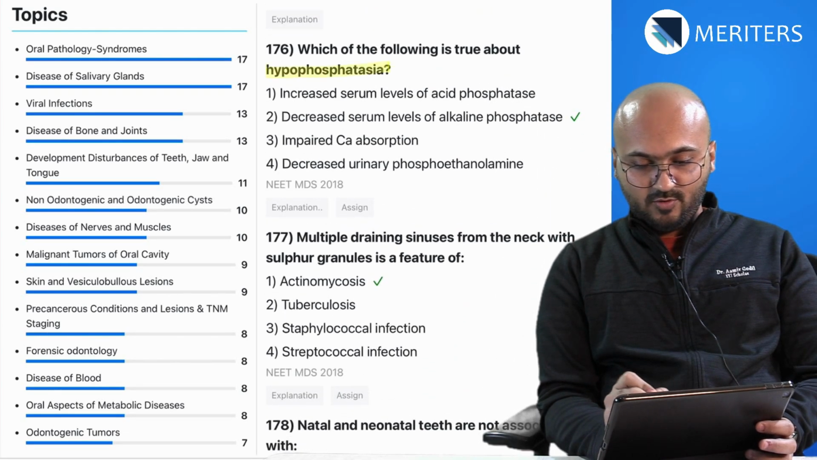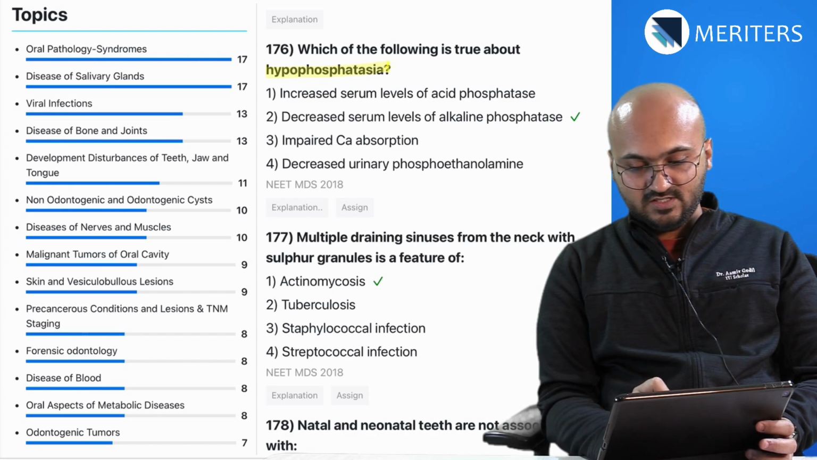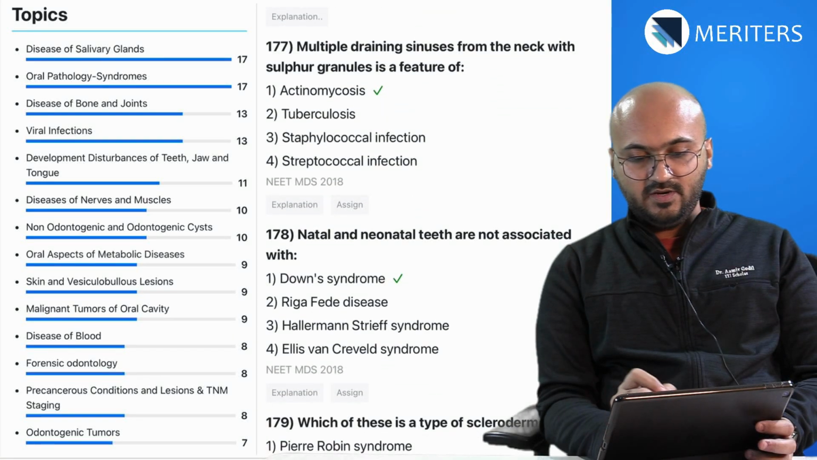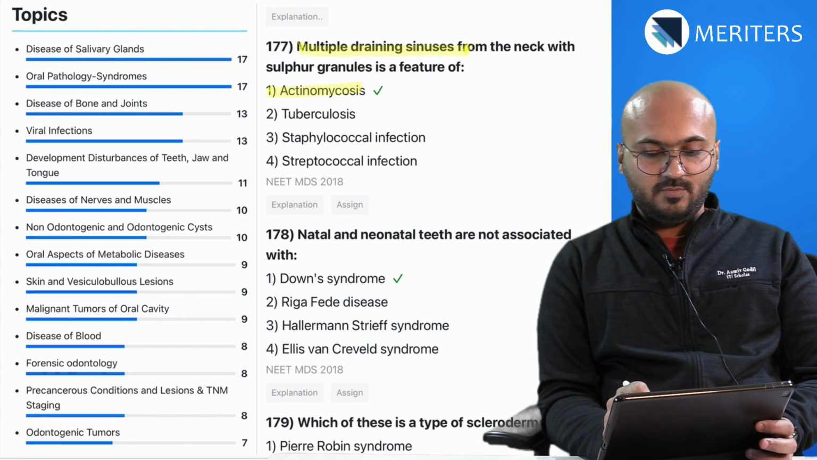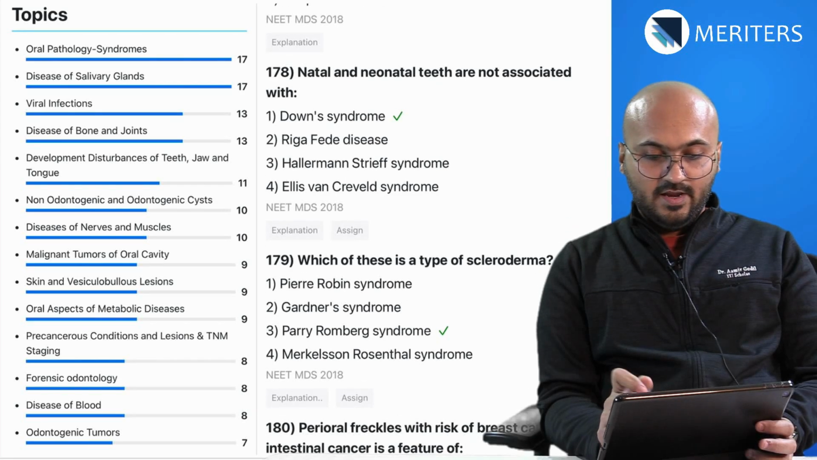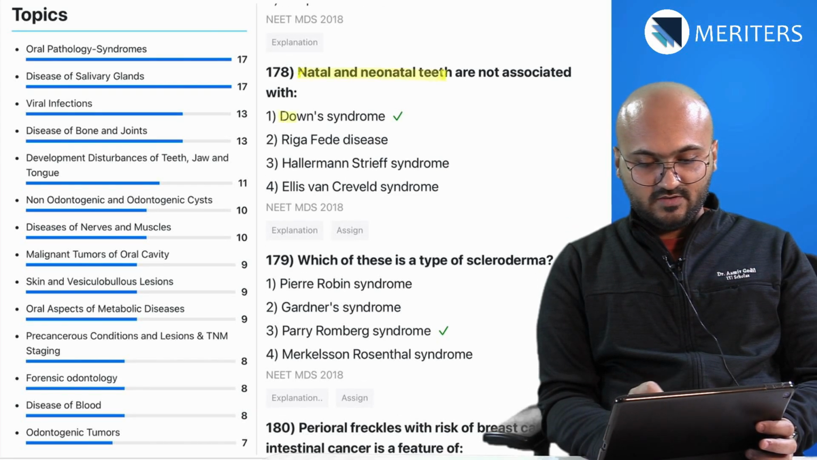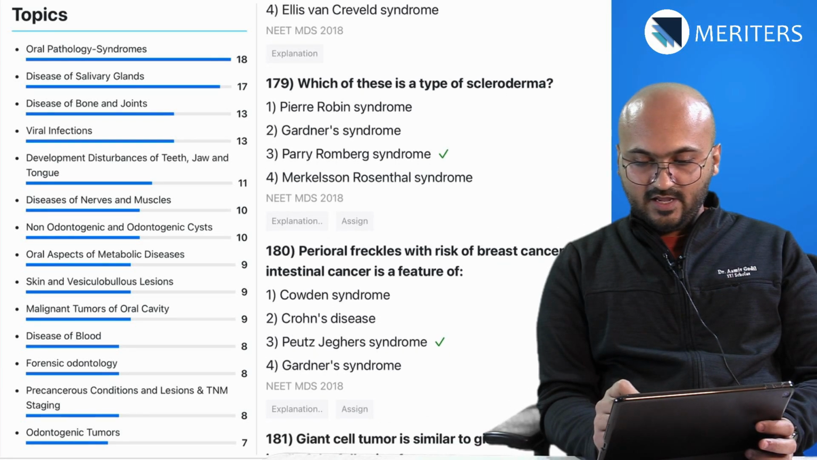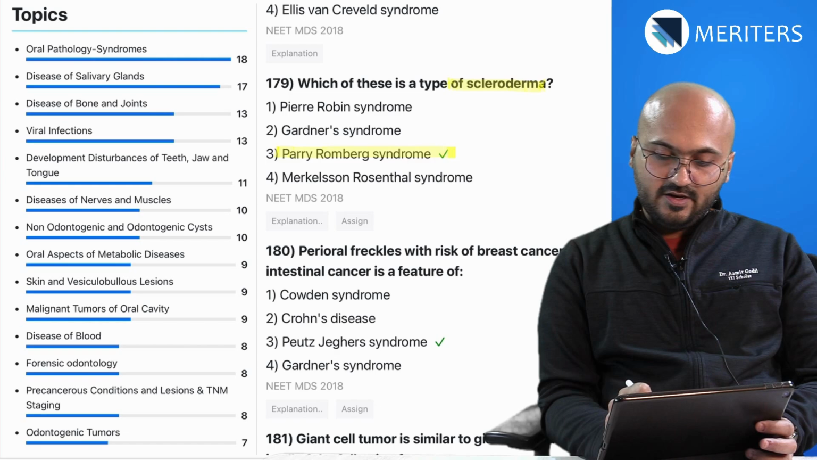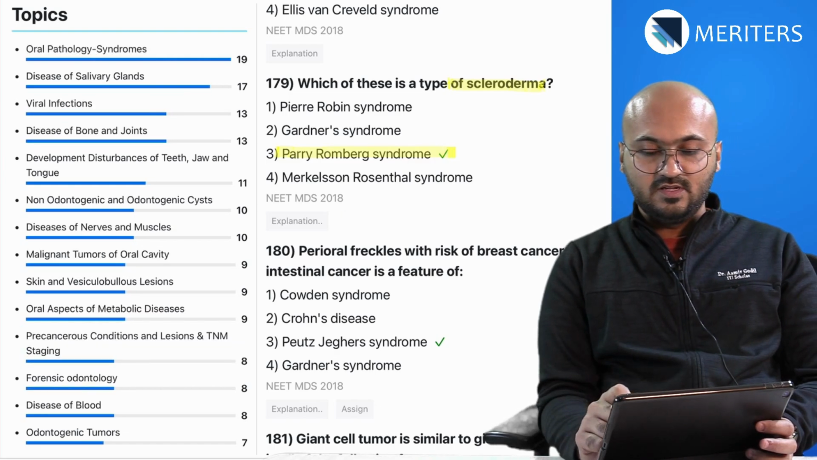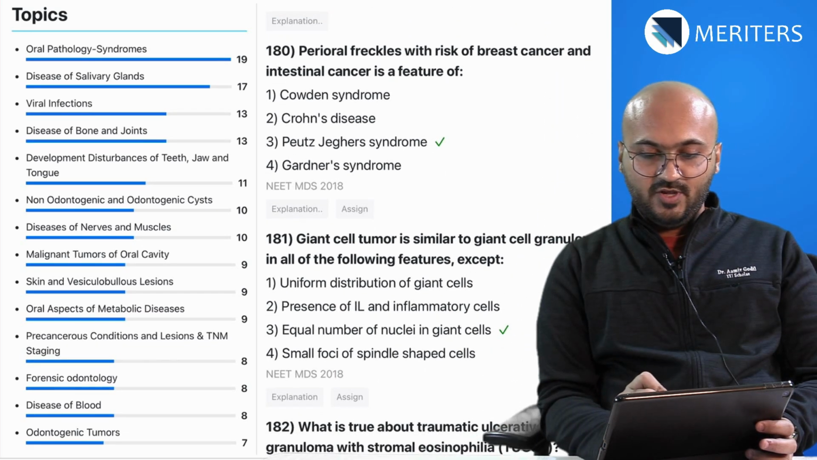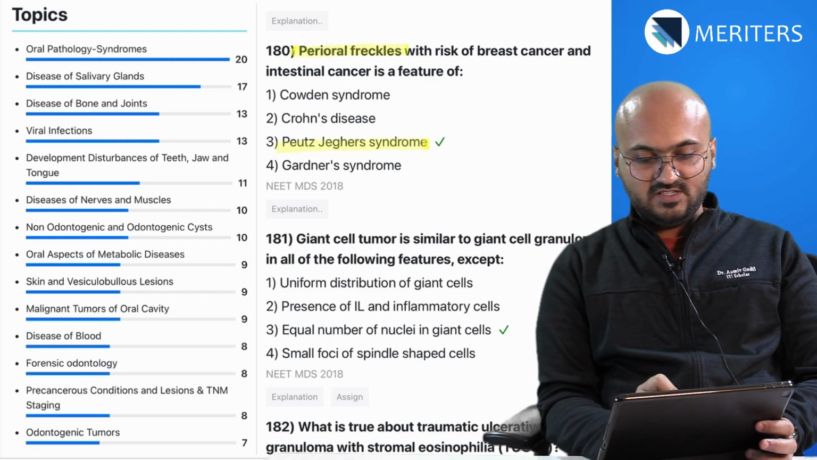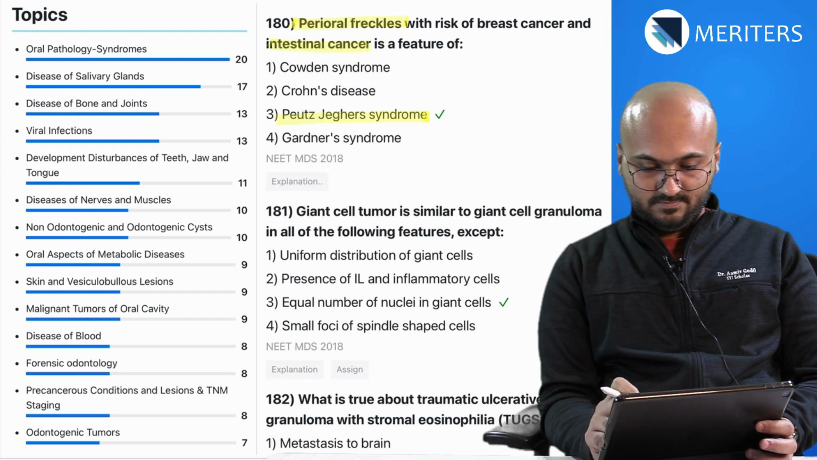Then true or false about hypophosphatasia. So true is decreased serum levels of alkaline phosphatase. Multiple draining sinuses, third question from actinomycosis so far. Natal and neonatal teeth are not associated with Down syndrome. Typical type of scleroderma, Parry-Romberg, again a repeat question with a different sentence structure. Perioral freckles are seen in Peutz-Jeghers. Remember all the other features, especially intestinal polyposis.